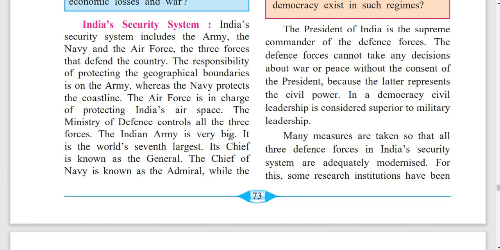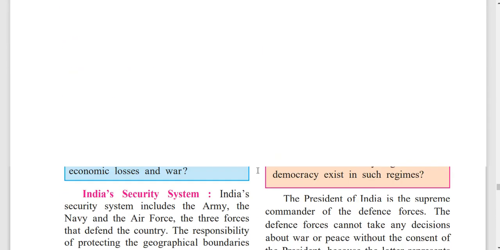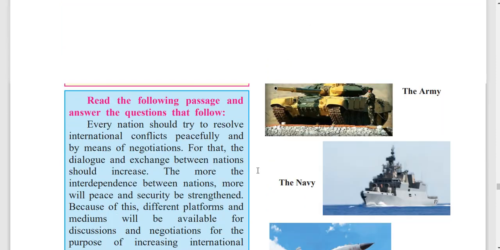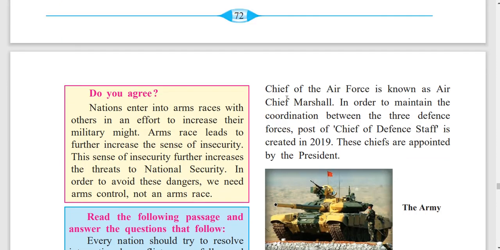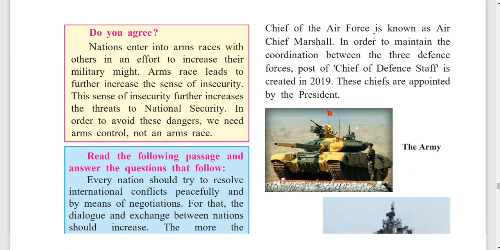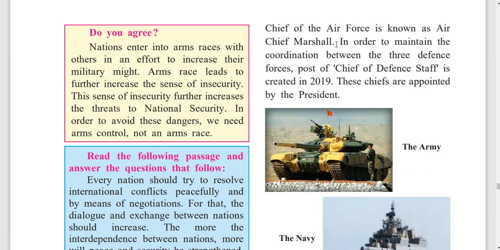The Indian Army is very big. It is the world's seventh largest. Its chief is known as the General. The Chief of Navy is known as the Admiral, while the Chief of Air Force is known as the Air Chief Marshal.